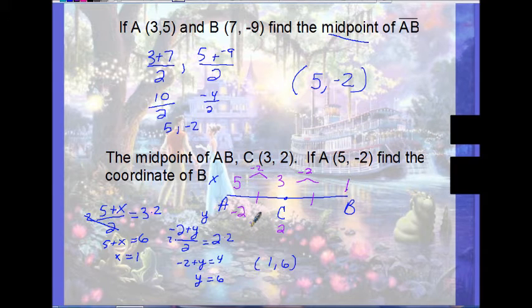For my y's, it's at the halfway point as well. And from my endpoint to my midpoint, I went up by 4. So let's go up by 4 again, and that brings us to 6. My endpoint for point B, again, is at the point 1, 6, algebraically and more visually.